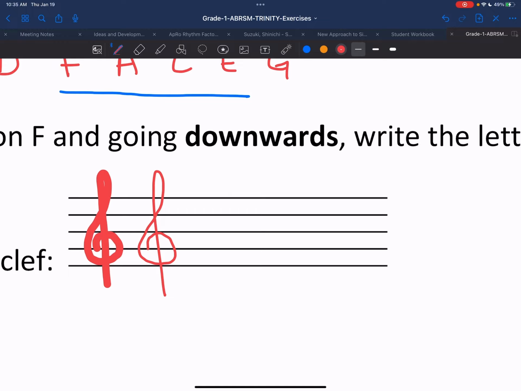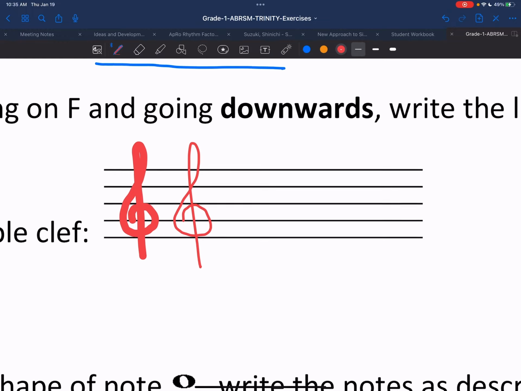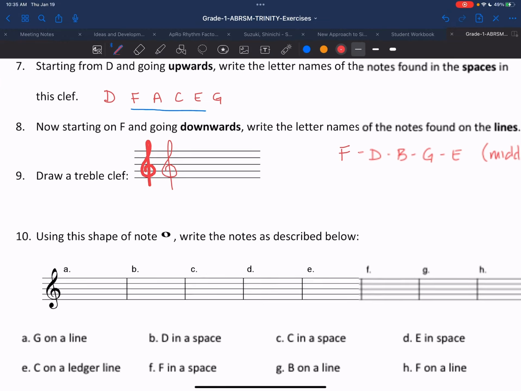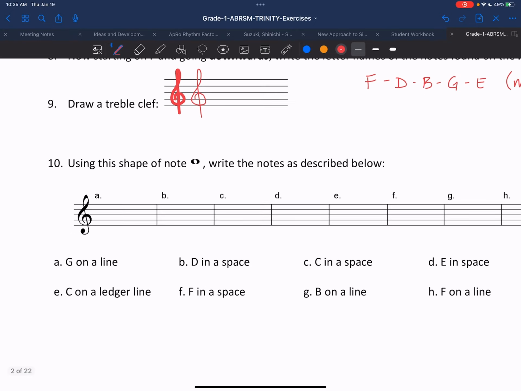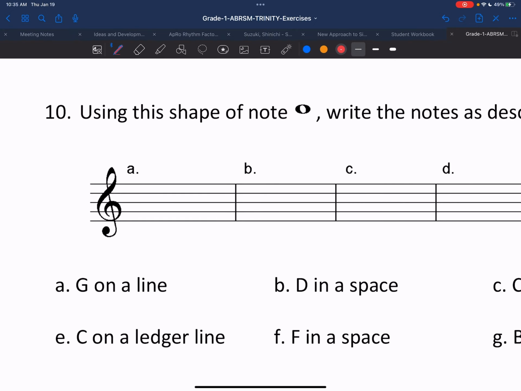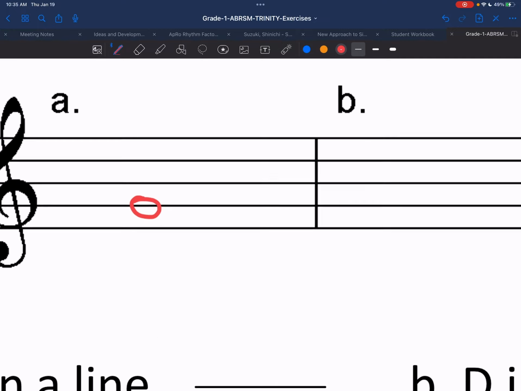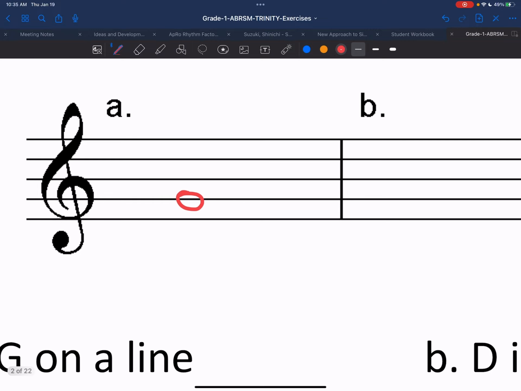All right. Next one, it says, using the whole note, write the notes as described below. So our first note says G on a line. We'll need to draw a nice whole note right here, trying to make sure that we get it as close to being in the center of the line.